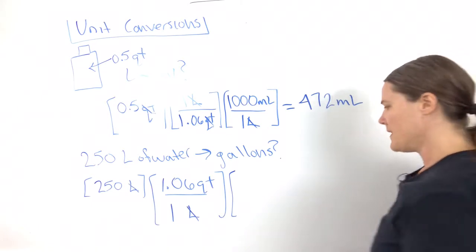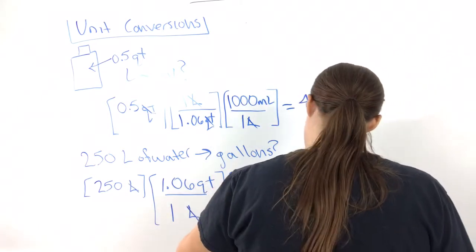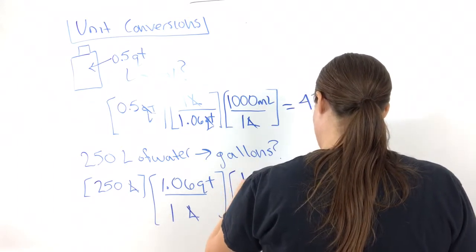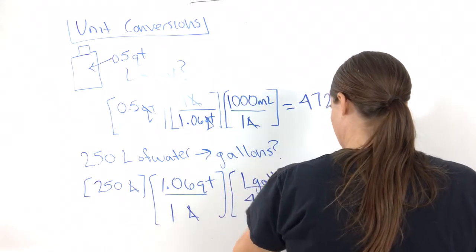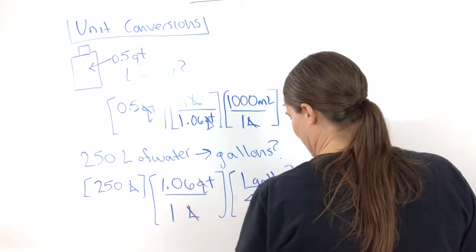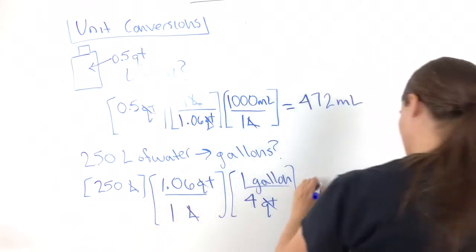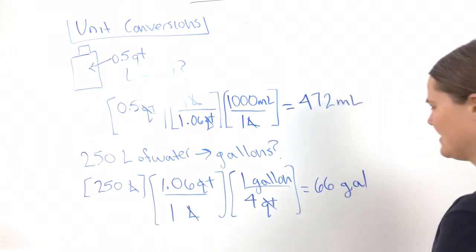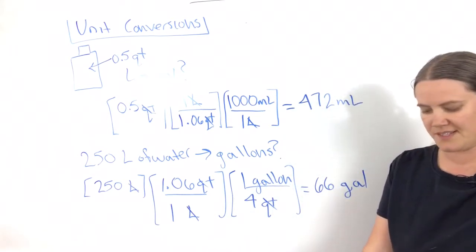But I actually want gallons, and so the conversion for this is that there's 4 quarts in 1 gallon. I want the quarts to cancel, so I'm going to put the quarts on the bottom. So I have 4 quarts over 1 gallon. And then if the quarts cancel, I'm left with gallon. If I go through this math, this is equal to 66 gallons of this distilled water.